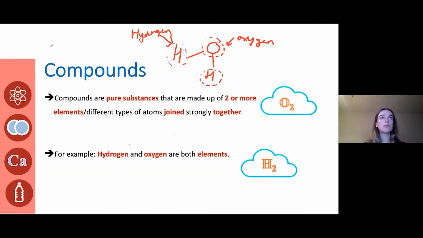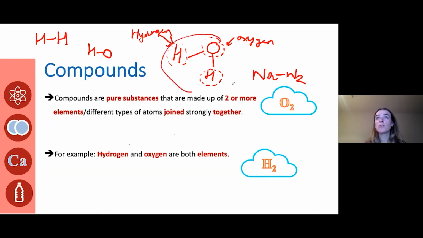So it's a bit confusing. We would say all compounds are molecules because we have 2 or more atoms joined together, but not all molecules are compounds, because in molecules the elements can be the same or could be different. So I'm going to draw to you a molecule. Here's a molecule. Here is another molecule. Here is another molecule.